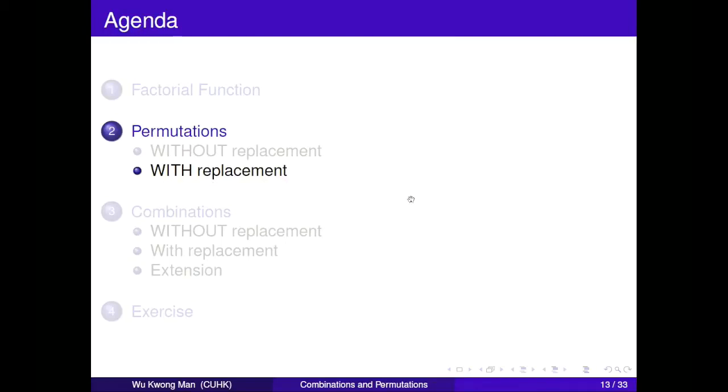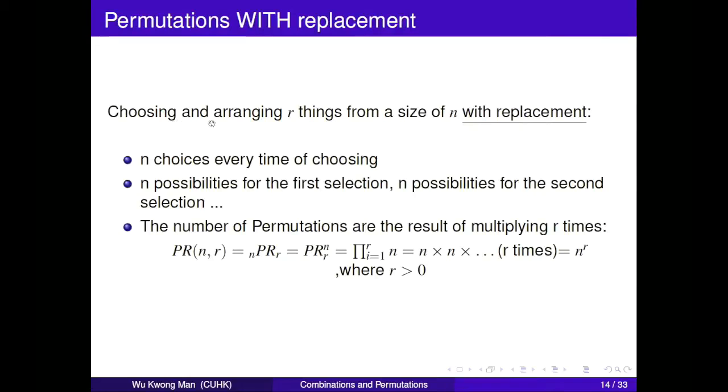After discussing permutation without replacement, we should talk about the case with replacement. This is a very easy case. When we have n things in the population and we need to select r out of them with replacement, there would always be n choices for each selection, so the number of permutations is n times n, r times, which is exactly n to the power r, where r is larger than 0.